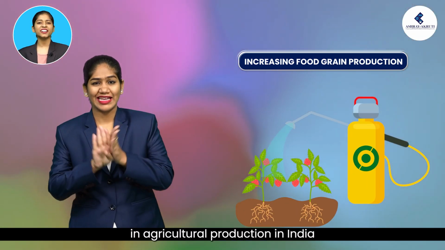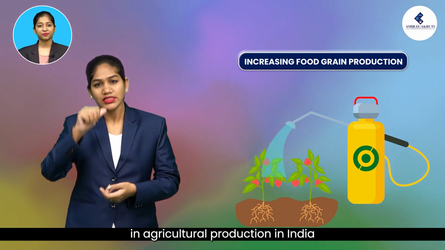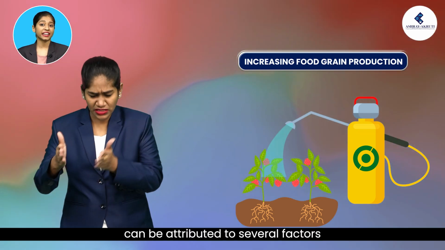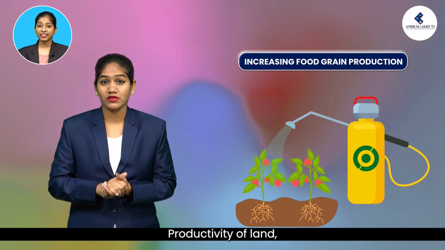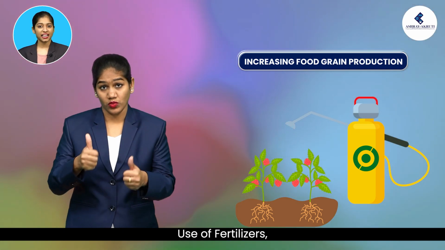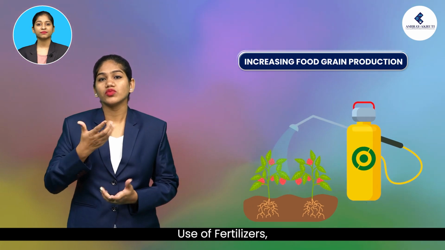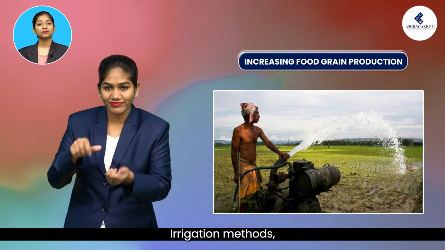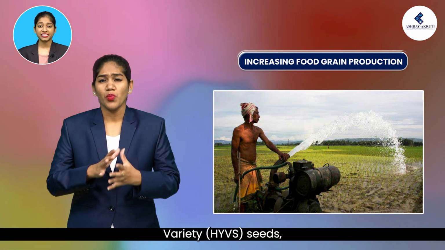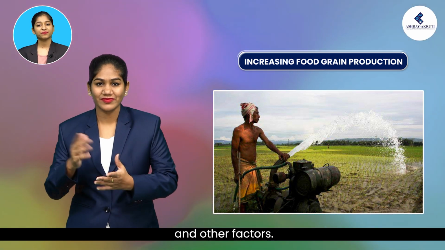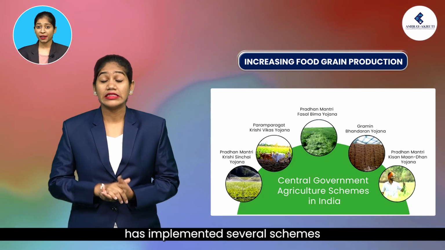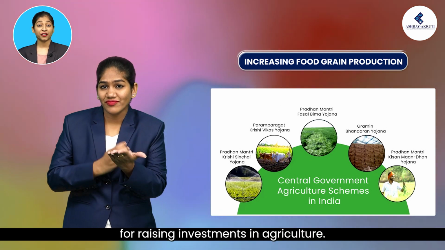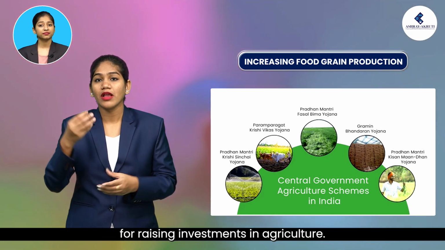So, the increase in agricultural production in India can be attributed to several factors such as area of cultivation, productivity of land, use of fertilizers, irrigation methods, use of high yielding variety seeds, and other factors. And also, the Government of India has implemented several schemes for raising investments in agriculture.